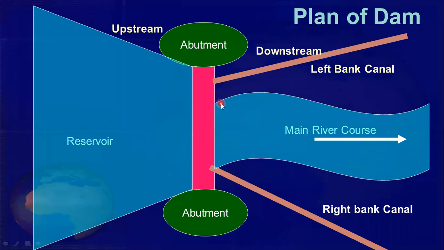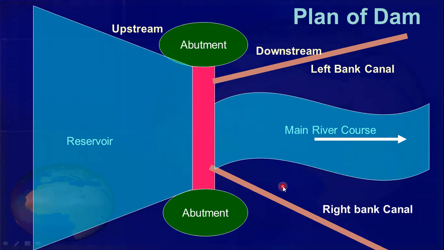Now, in top view also, you can see the downstream side is having a trapezoidal shape. That is the extended shape to release the water flow. So this is the main river course along which you have constructed this wall, that is the dam, to store the volume of water.